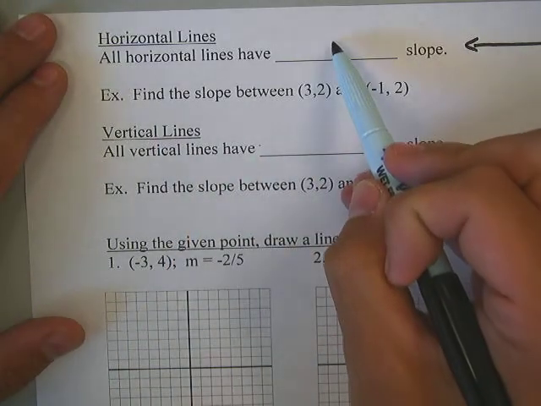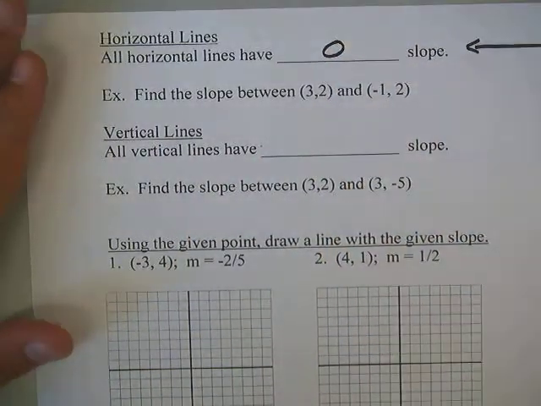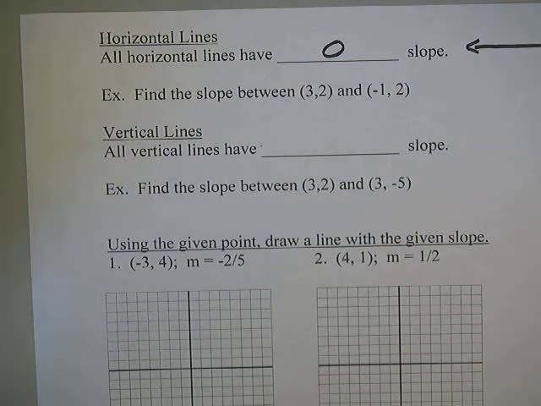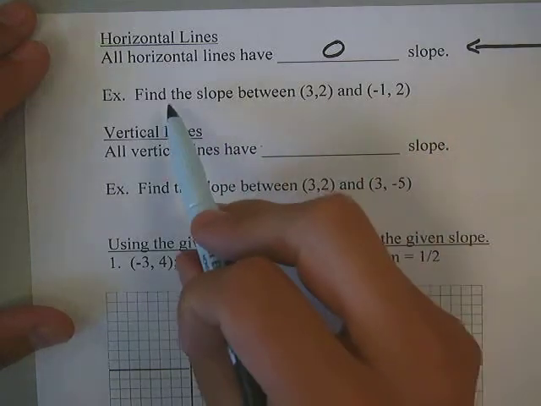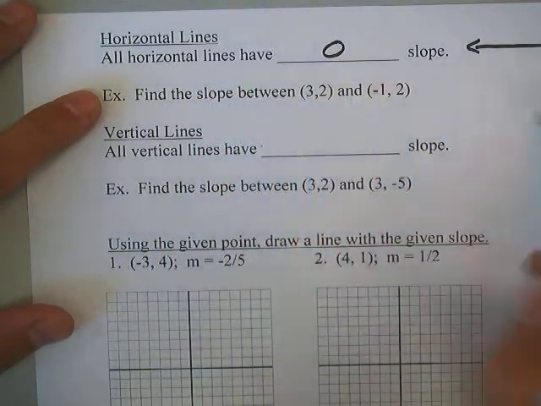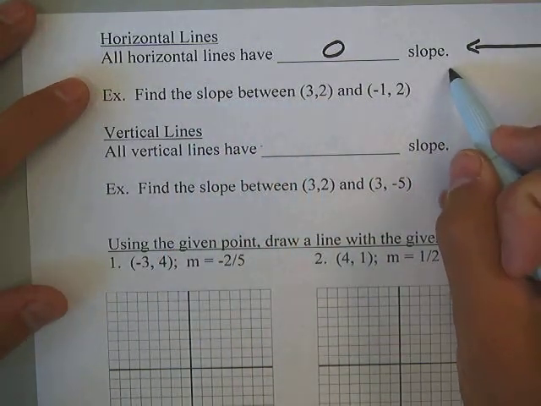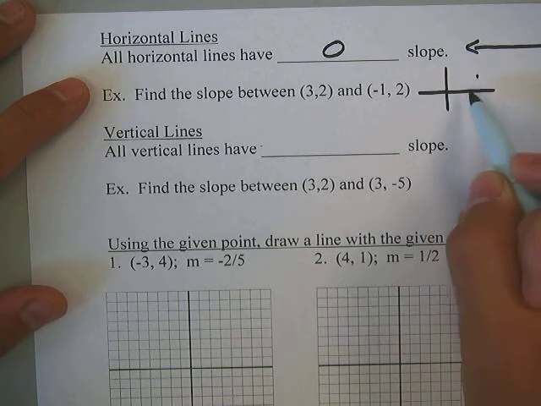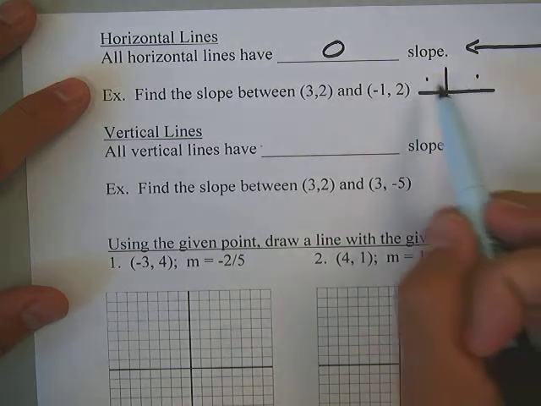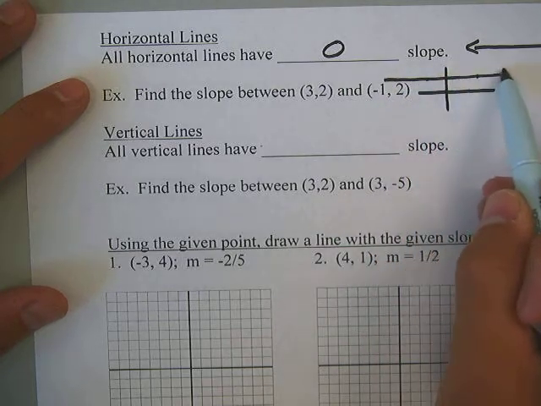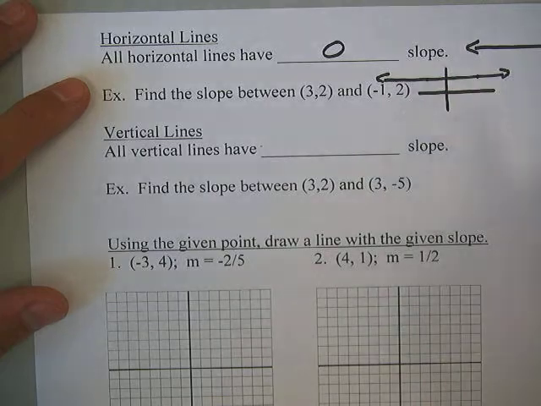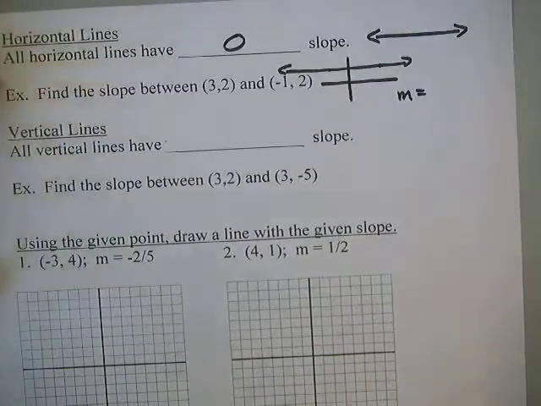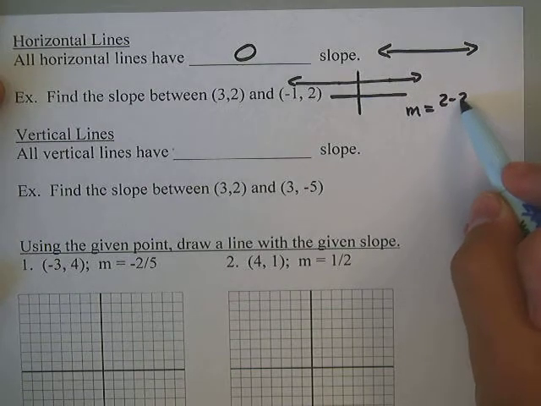Horizontal lines, for those of us who don't know what a horizontal line looks like, it looks like this. All horizontal lines have 0 as their slope. It's an actual number, 0. And if you don't believe me, for instance here, if we have points (3, 2) and (-1, 2), (3, 2) is somewhere over here, (-1, 2) is somewhere over here, and you notice if we connect them, it creates a horizontal line.